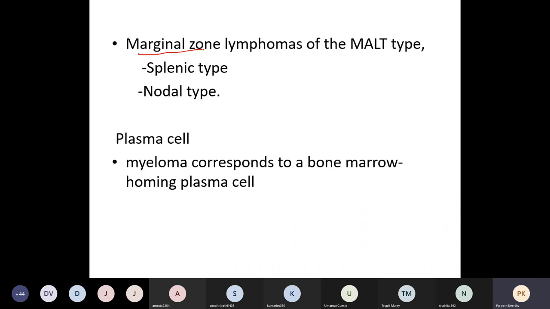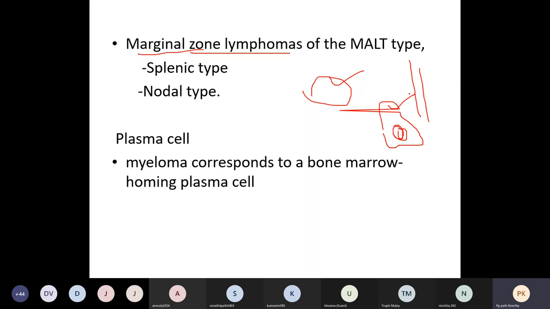So there are basically two types. One is lymph node, and the other is spleen. Spleen also has the marginal zone. So marginal zone lymphomas are of two kinds: splenic marginal zone lymphoma and nodal marginal zone lymphoma. And obviously your plasma cell can give rise to plasma cell neoplasm.